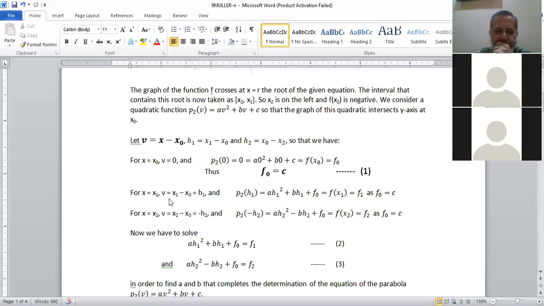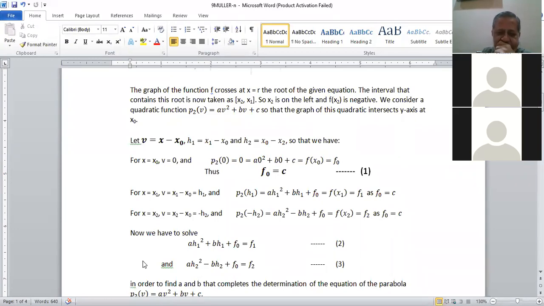I was telling you that x is equal to x1 रखें तो v की वैल्यू h1 हो जाएगी. पैराबोलिक इक्वेशन में रखेंगे, so we will get f(x1). f(x naught) जो है वो c है, तो यहाँ पे हम c रख सकते हैं. इन्हीं इक्वेशन में x की जगह x2 रखेंगे तो v की वैल्यू x2 माइनस x naught यानी माइनस h2 आ जाएगी, जिसकी वजह से पैराबोला के इक्वेशन में माइनस h2 रखा, f(x2) के बराबर होगा ये। तो ये जो दो इक्वेशन हैं इसमें f naught इज इक्वल टू c रख दें तो इक्वेशन 2 और इक्वेशन 3 आ जाती है.